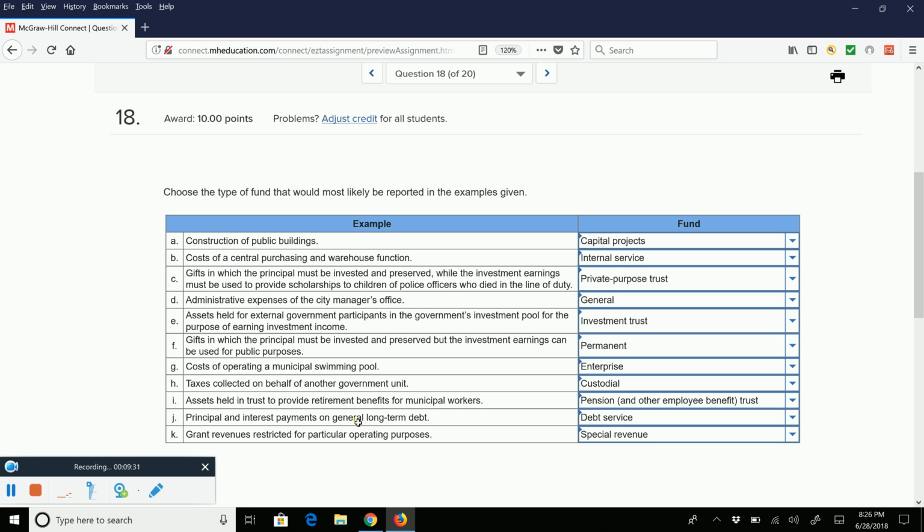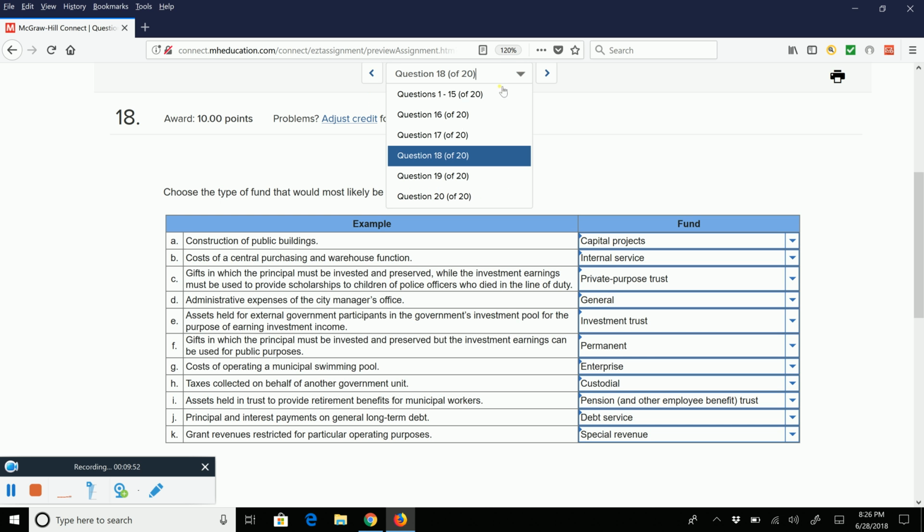Same thing with debt service. The key word here is general or public debt. If it's debt on building that toll road, in my example, that would simply flow through the enterprise fund. So not all debt flows through the debt service fund, only the general debt does.